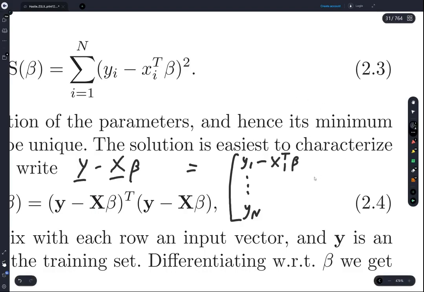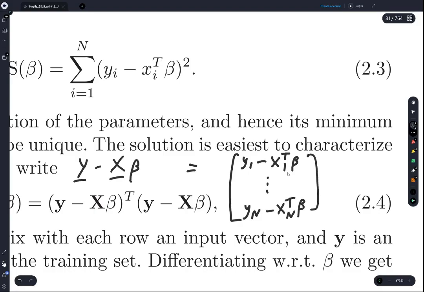And this is a 1 by p row vector times a p by 1 column vector. And so this is basically the same as taking the dot product, and so this will just give us a single number at the end. And so the last one is going to be x capital N transpose beta.